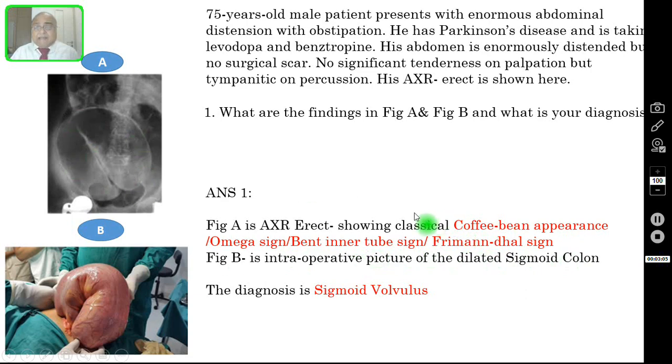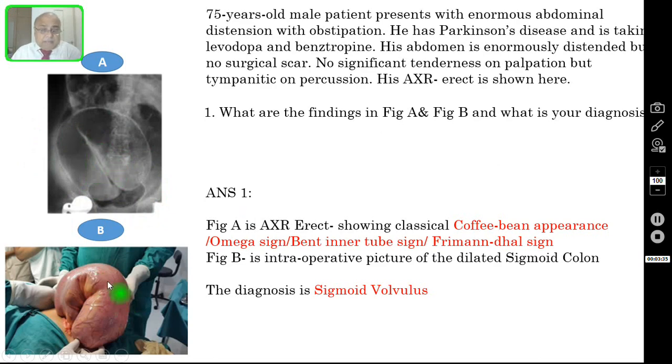This is the classical coffee bean appearance where you will be seeing 3 linear lines. This is one loop of the sigmoid colon. This is another loop of the sigmoid colon. So here you are seeing one linear line. Here another linear line. Here another linear line. So all these 3 linear lines will converge in the left iliac fossa. This resembles a coffee bean. This is a classical coffee bean appearance.